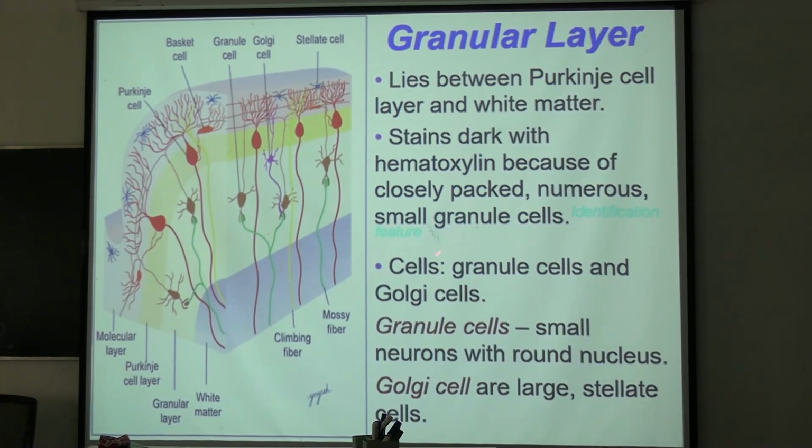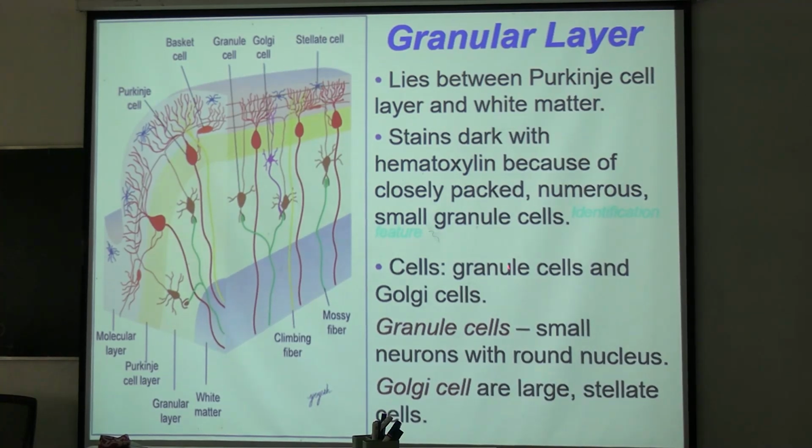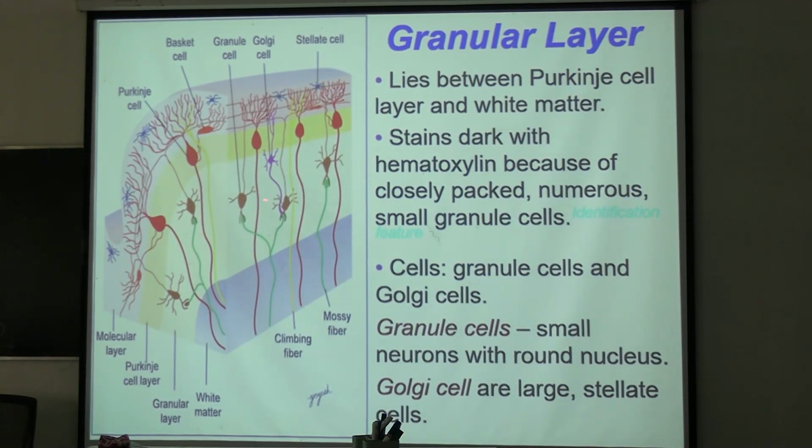Cells of this layer are granule cells and Golgi cells. These are the granule cells and here is the Golgi cell. The granule cells are small neurons with a rounded nucleus, and Golgi cells are large stellate cells with multiple processes, that's why stellate cells.